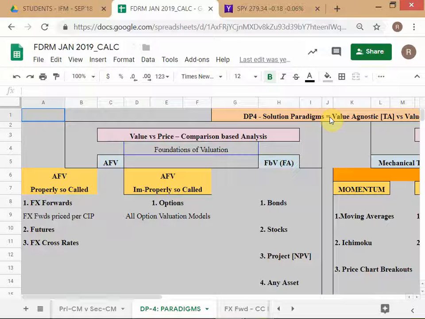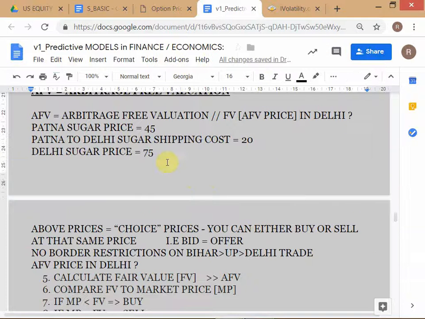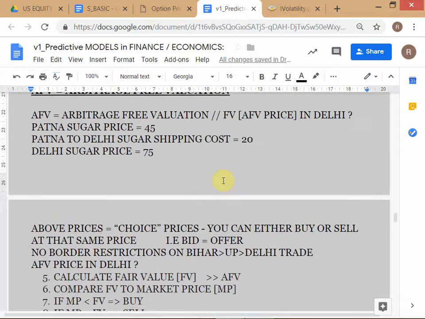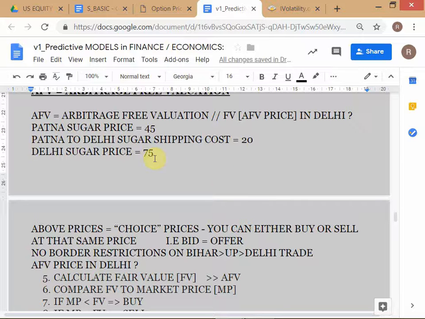Okay, so the first question that arises is, when you see this information here, whether to buy or sell. When you're looking at the Delhi sugar price, should you sell or buy? Are you following what I'm doing?